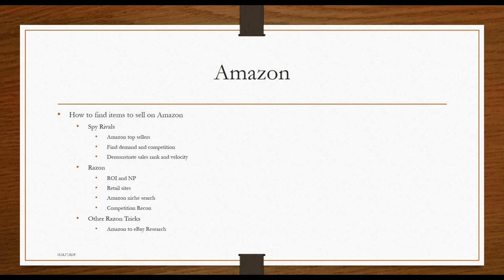Now, when we start selling an item on Amazon or eBay or a website for that matter, we need to make sure that item has appropriate demand and manageable competition. If we have too much or too little demand, no one's going to buy it. If we have too much competition, no one's going to buy it. So we have to find a nice happy medium there.